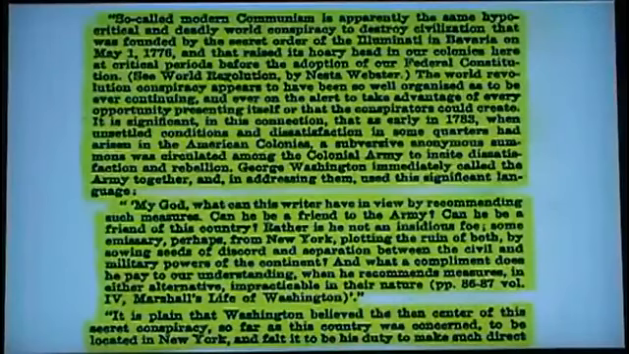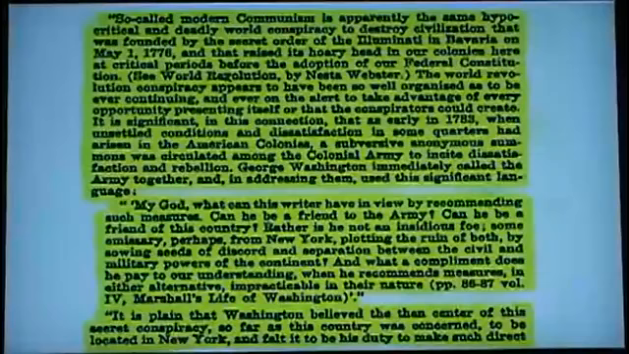It is significant in this connection that as early as 1783, when unsettled conditions and dissatisfaction in some quarters had arisen in the American colonies, a subversive anonymous sermon was circulated among the colonial army to incite dissatisfaction and rebellion. George Washington immediately called the army together and in addressing them used this significant language. Remember, this is from the book Marshall's Life of Washington, page 86 through 87, volume 4.